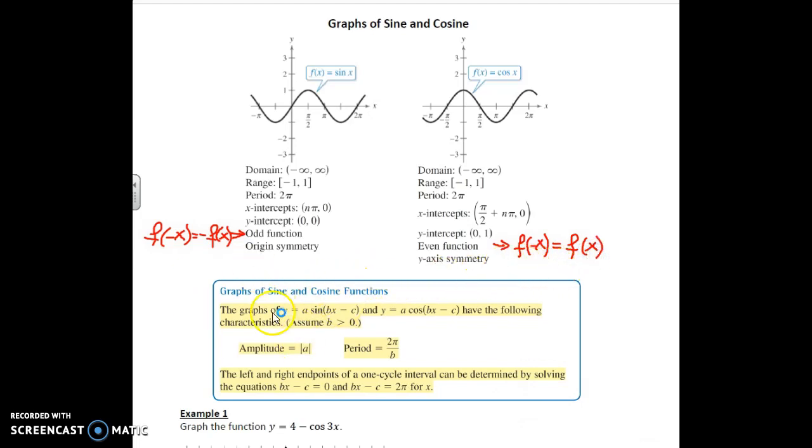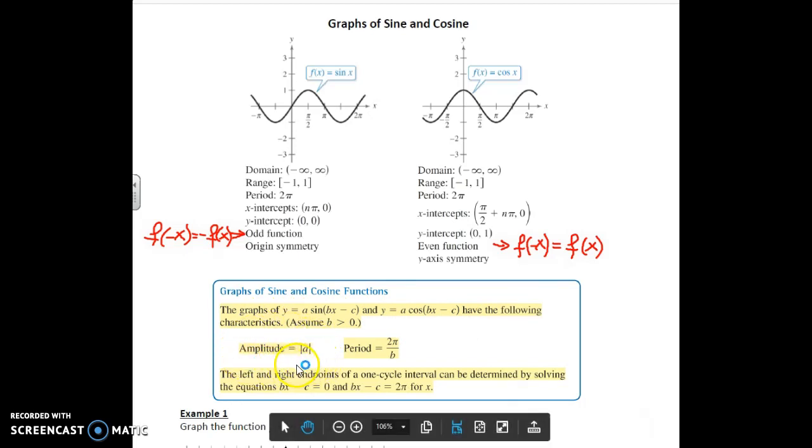A few more important properties. Since this is your parent function, if you wanted to complete any changes on that function, then you would be adding a's, b's, c's. This is what each one of those means. For the graph of, you can read through that. The important values on here are your amplitude and your period.